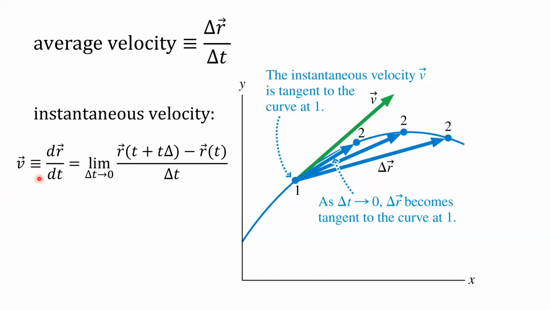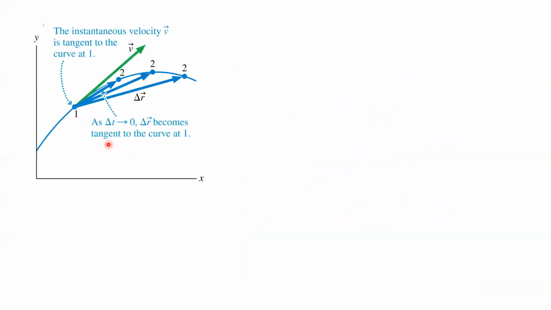Just a reminder here about the definition of velocity. It's really the limit of the average velocity as delta t goes to 0.